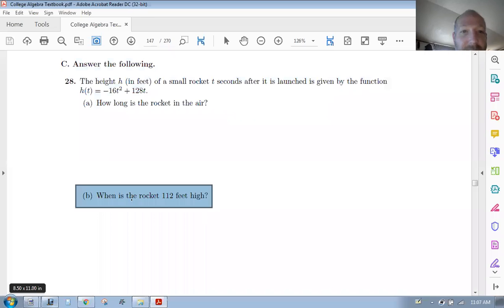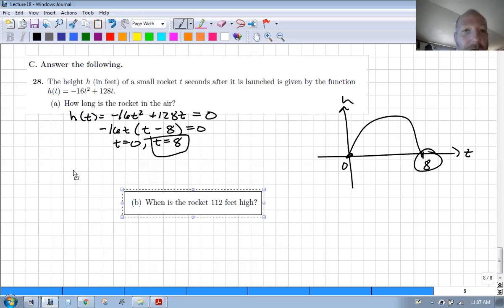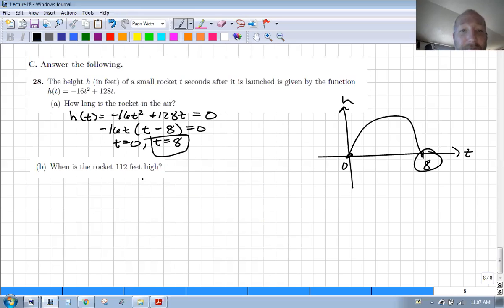All right, when is it 112 feet high? Well, let's set the height.